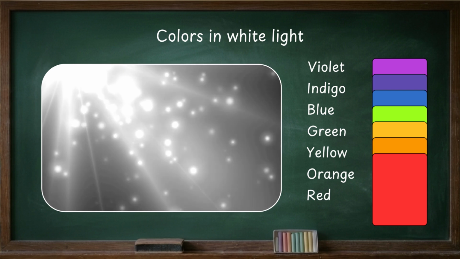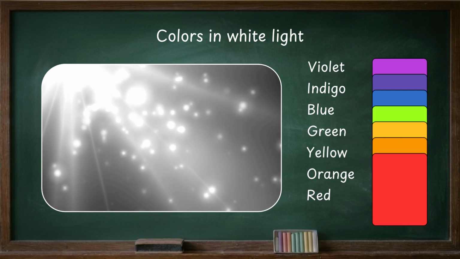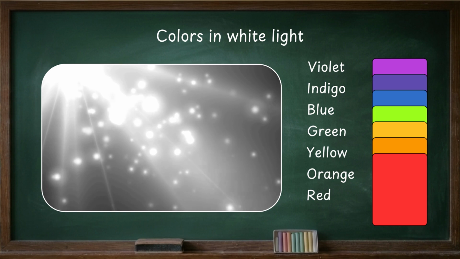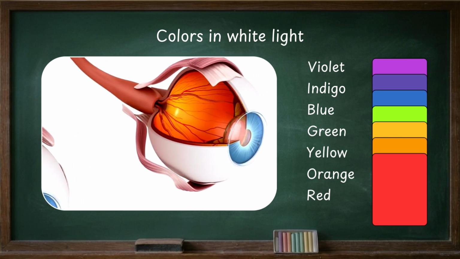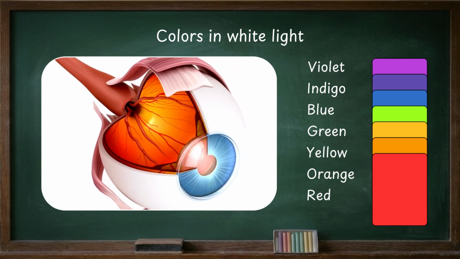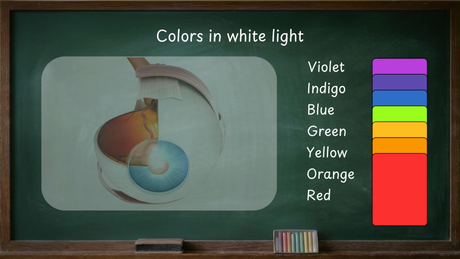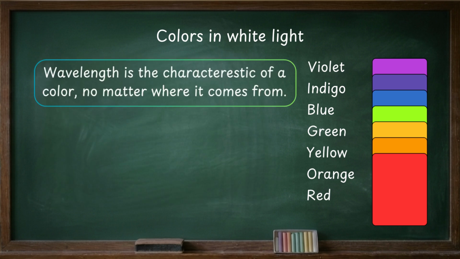But why does your brain see them as different colors? It all comes down to wavelength. When these different waves hit the retina in your eye, your brain translates them into different colors. Wavelength is the ultimate characteristic of a color, no matter where it comes from.